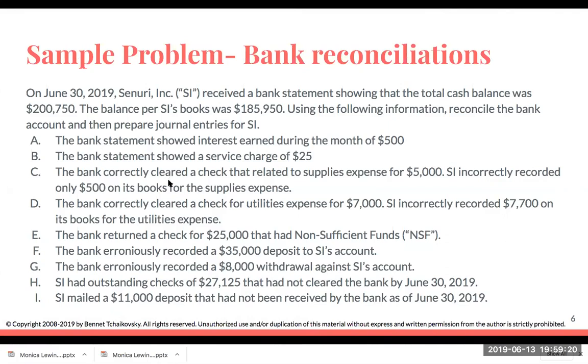So here we go. We have Senuri Inc., who is one of my favorite bank tellers. They received a bank statement showing that the total cash balance was $200,750. Balance per the books was $185,950. And then using the following information, we need to reconcile the bank account.